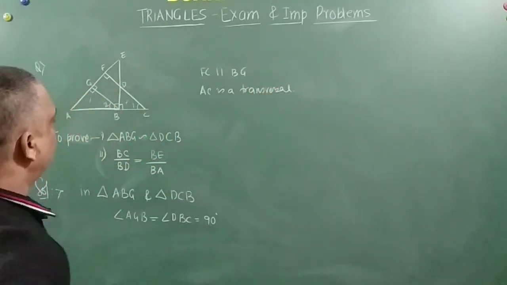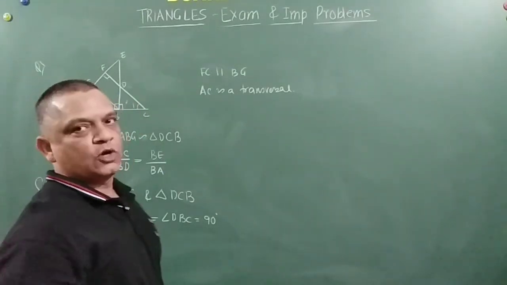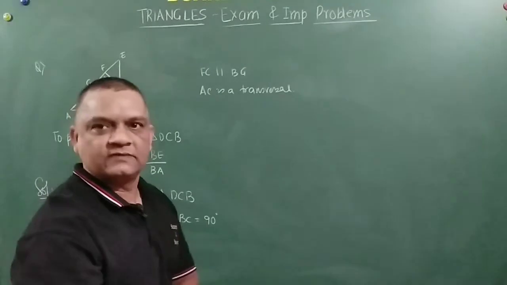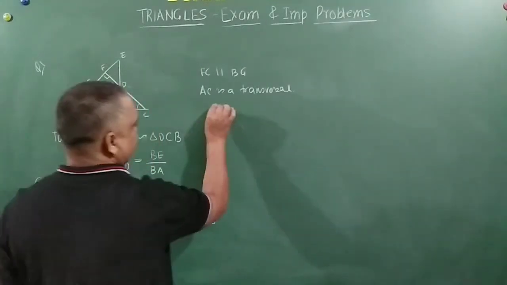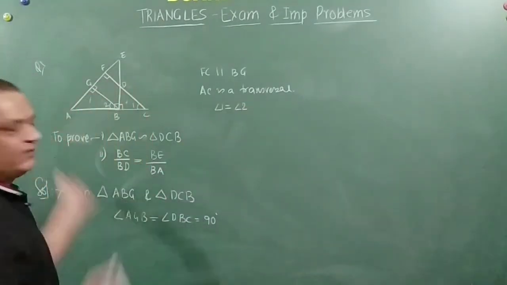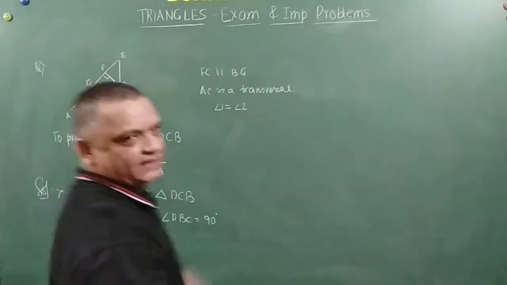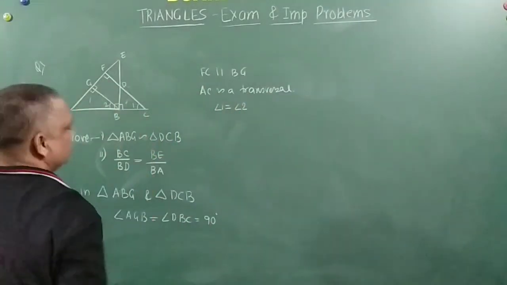Right? So angle 1 and angle 2 will be the same. It is a corresponding angle on the same side of the transversal, right? You are getting it? Okay. So hence angle 1 is equal to angle 2. We are done with it now, because one angle is 90 degrees and another angle is the same. So we are done. So these two are similar, right?